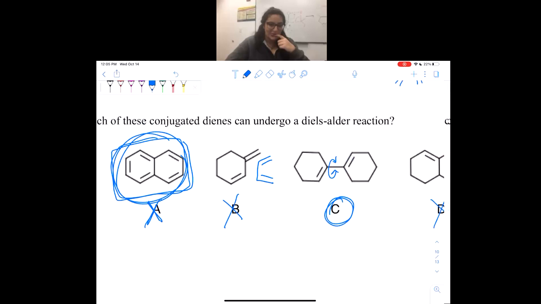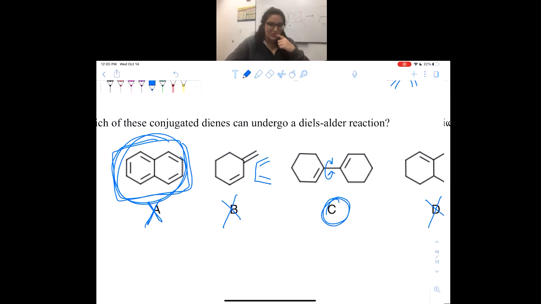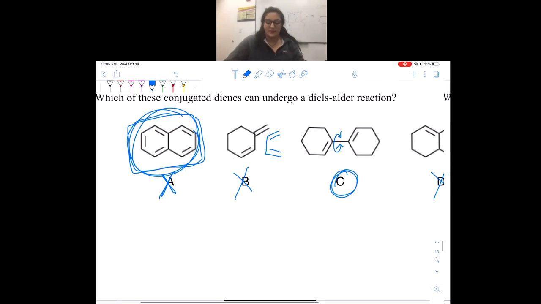Yeah, but I mean, you could have theoretically, you know what? I'm not even going to bother saying that. It's just going to confuse people. There is a way to rotate it, but even if you rotate it, it still won't be able to react.